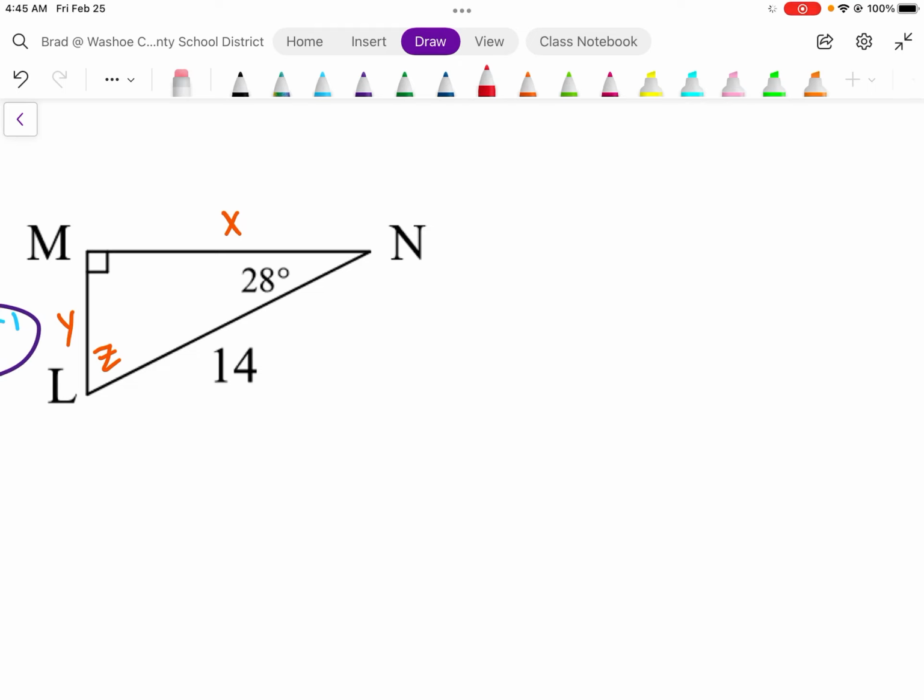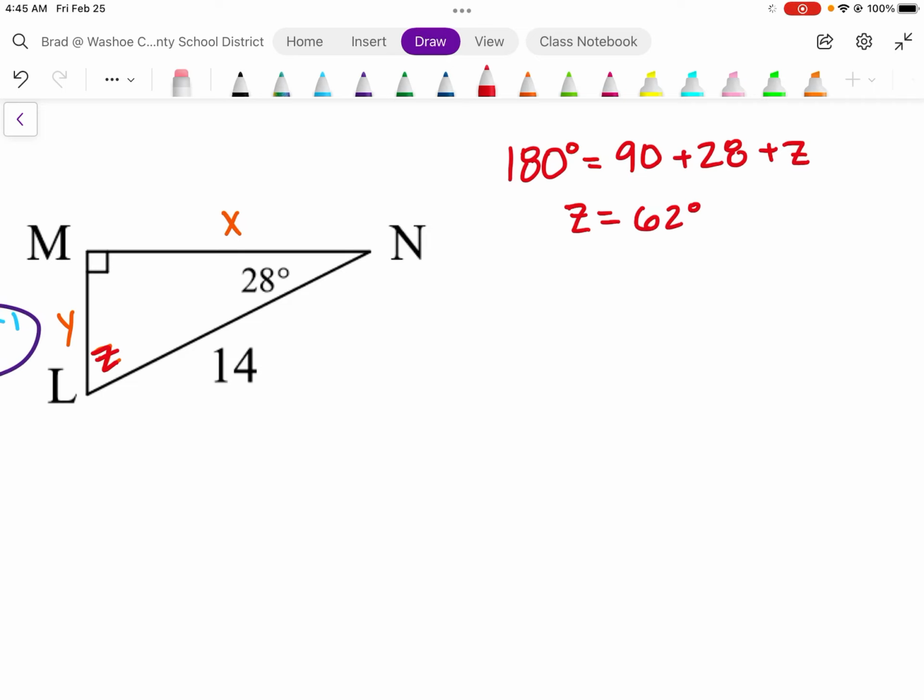In this case, I'm going to find the angles first, because I only have one angle to find, and that's going to be kind of easy. So 180 degrees in a triangle, so 180 is equal to that 90 degree box, the 28, plus Z. When I solve that equation, that last angle Z is going to be 62 degrees. All right, nice and easy.